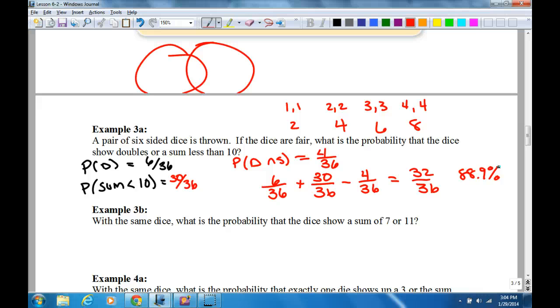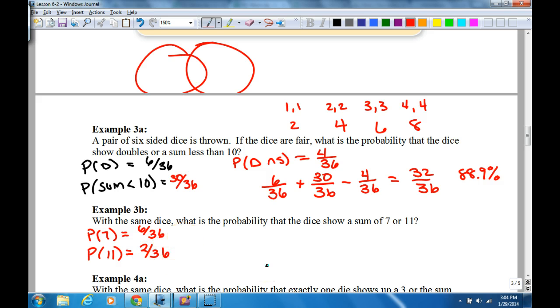Okay, number 3B, it says with the same dice, what is the probability that the dice show a sum of 7 or 11? So, first of all, let's find the probability of getting the sum of 7. Is it 1 6, or 6 36? Okay? What is the probability of getting a sum of 11? 2 out of 36.